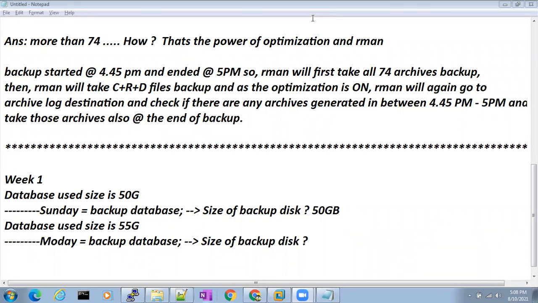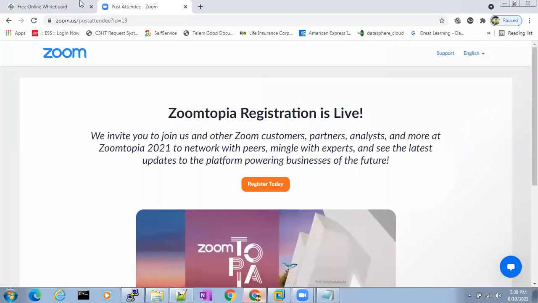Yes, Kumar, it will be 55 GB. Like we are backing up the complete database, already used 50 GB plus the new 5 GB, so it will be 55 GB. Fine. So let me take a whiteboard.